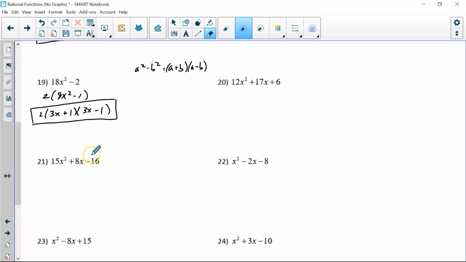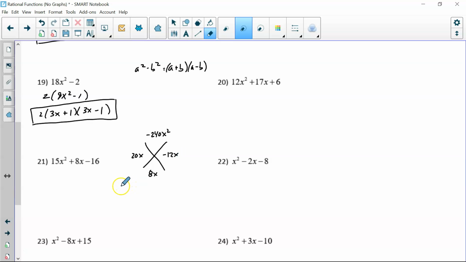Number 21, no common factors here. Multiply the first and last. We got a big number. So we multiply 15x squared times negative 16, which is negative 240x squared. At the bottom, we have our positive 8x. Now, there's a lot of different combinations here. Luckily, 240 divided by 20, and 20 times 12 would be 240, and that's 8 apart. So it's going to be a positive 20x and a negative 12x. That's going to add to a positive 8.